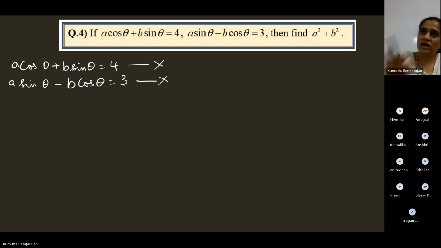So if you eliminate B, you will get the value of A. Now you have the values of A and B, or the expressions for A and B. Find A square plus B square. So this method, I'll leave it to you.